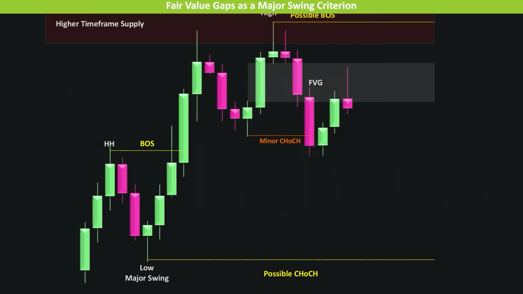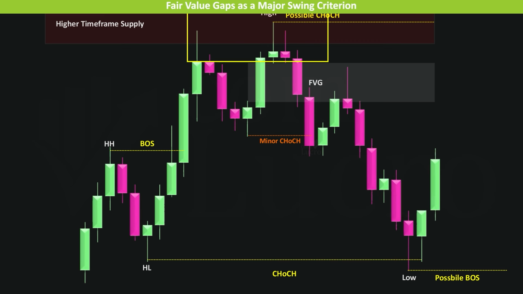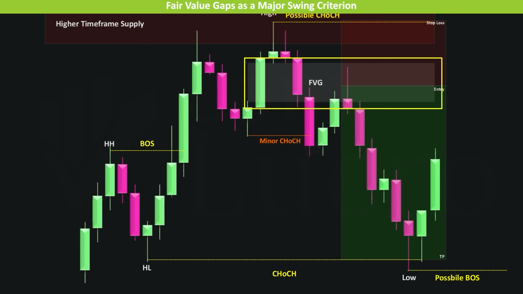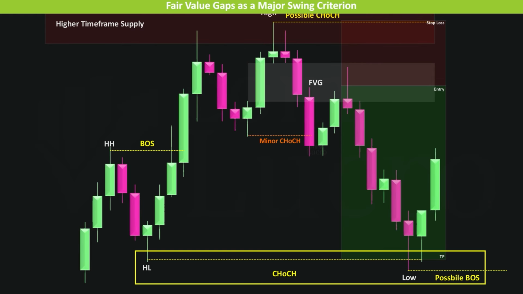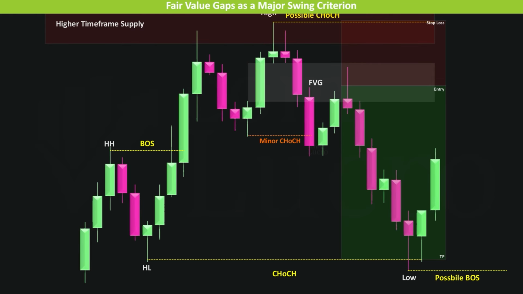This situation often appears when price taps into a key level from a higher time frame. At this point, we can look for short entries inside this inverse fair value gap area, targeting the major swing low, since it continues to act as strong support for price.